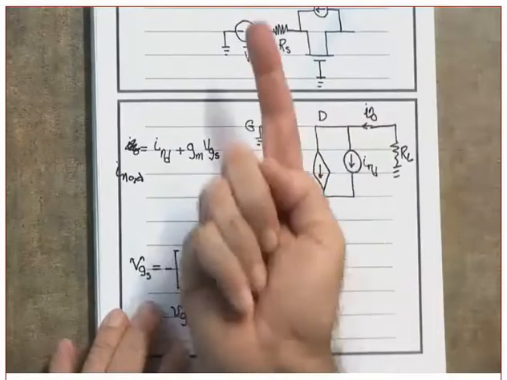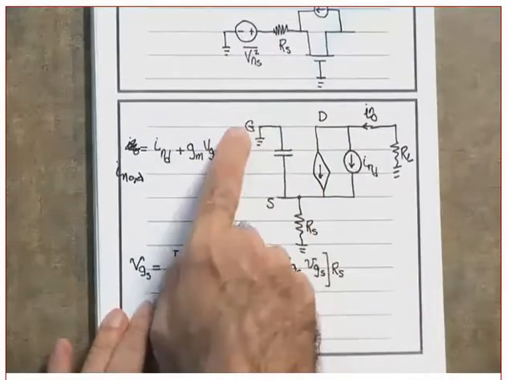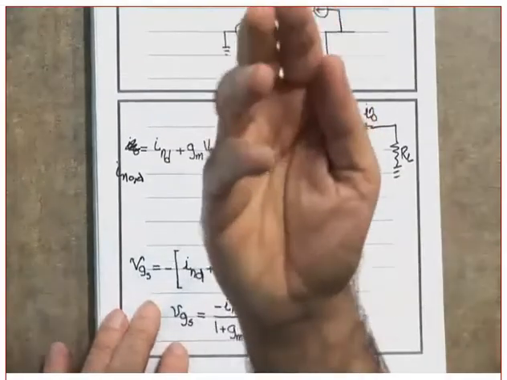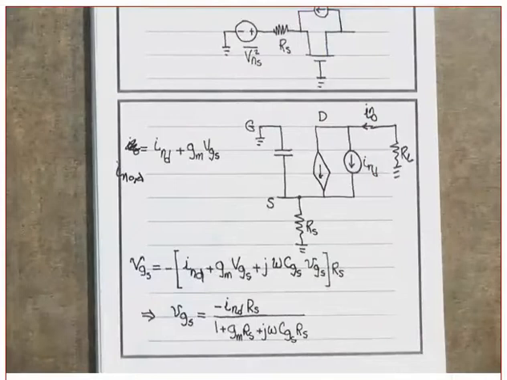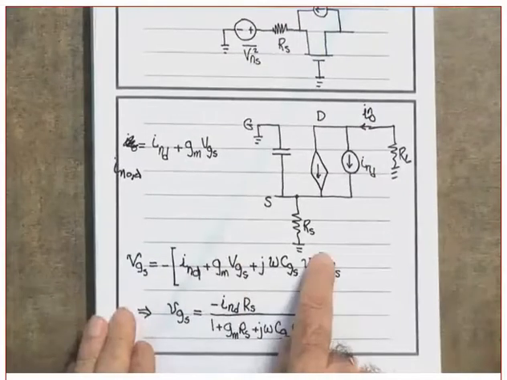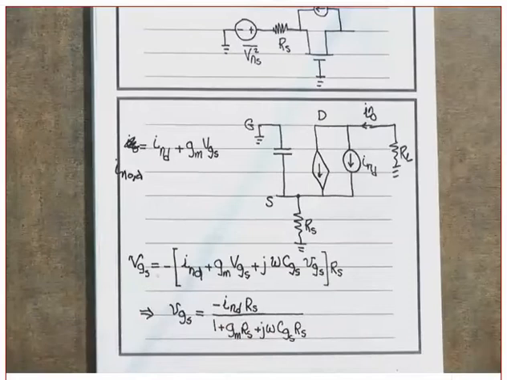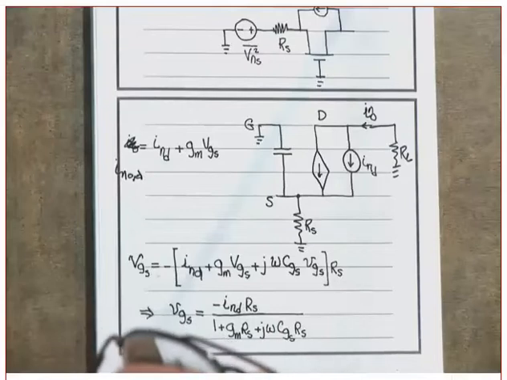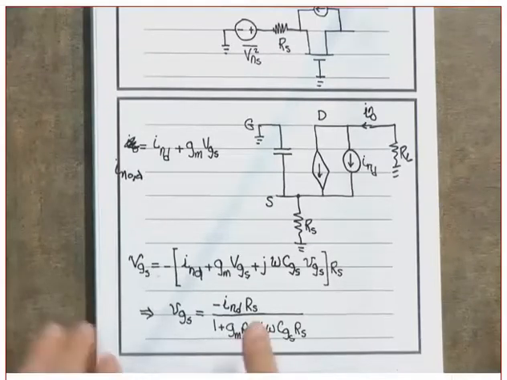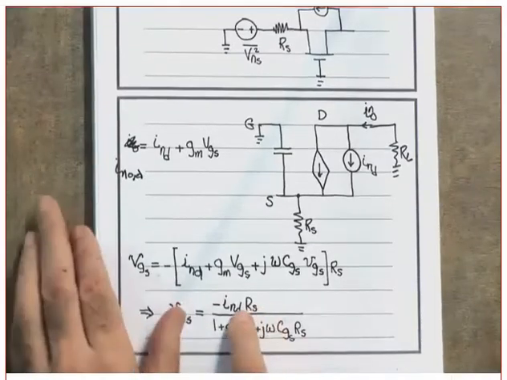Why is it minus? It's because I'm assuming that this voltage, VGS, between the gate and the source, is in the other direction. Did you get this or not? Okay. Now, from this equation, what do I get? I get VGS in terms of I_ND. Did you get this or not? Are you losing me? Okay, good.